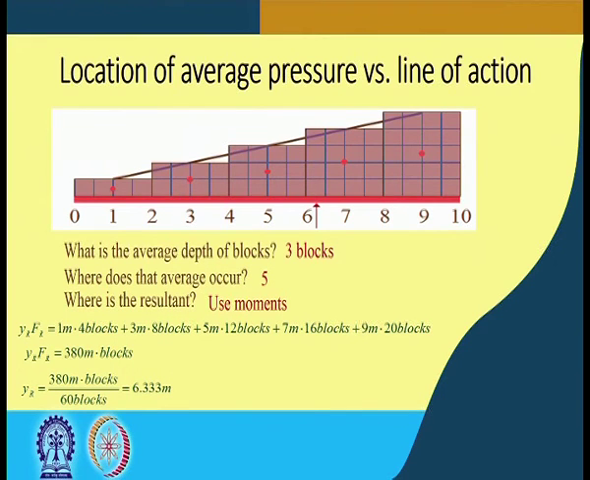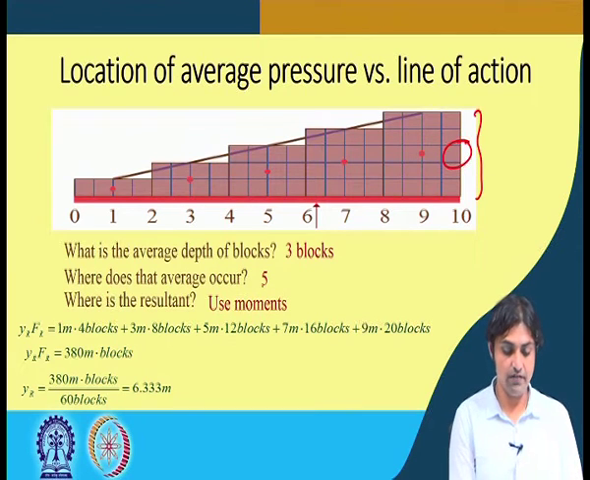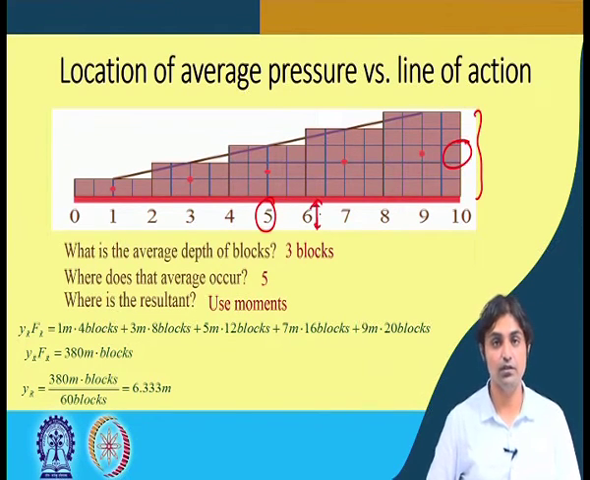Welcome back. I'm again starting with the last slide from the last lecture, and we figured out what was the average depth of the block, and that came out to be 3 blocks here. Where does that average occur? It was at block number 5, this average, and we found out the resultant, and the resultant came on this.